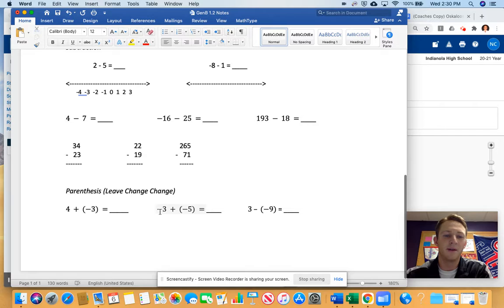And then middle one right here, I don't know why I went out of order. -3 plus a -5. Again, if there is a plus outside of the parentheses, we can just forget about it. So it's actually -3 minus 5 is -8. When we subtract from a negative, we get a bigger negative number.